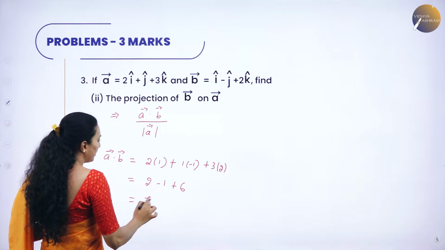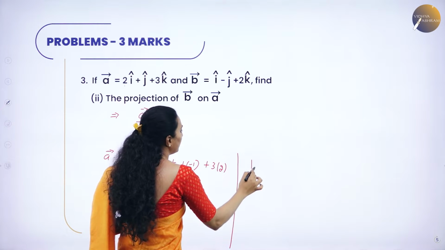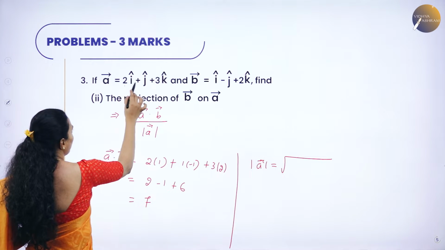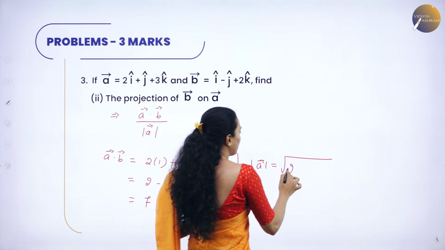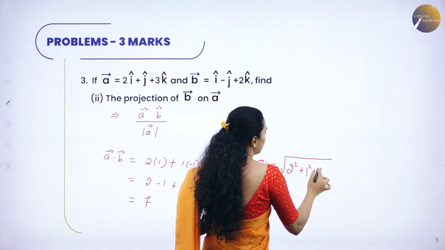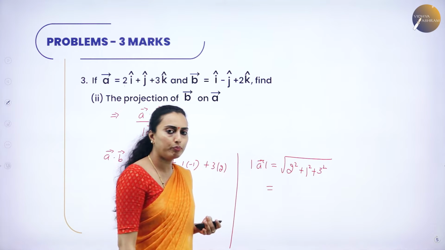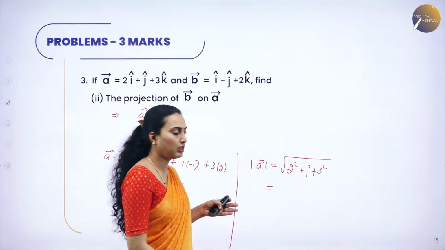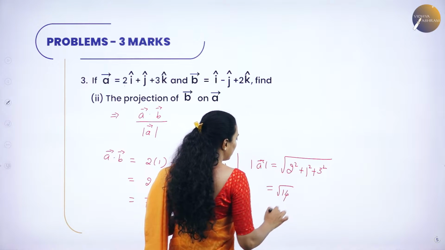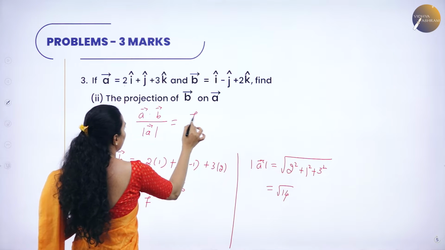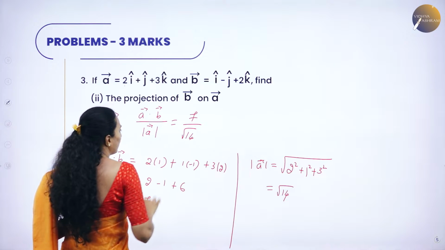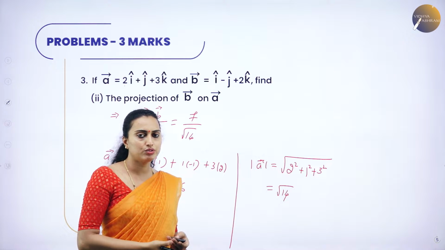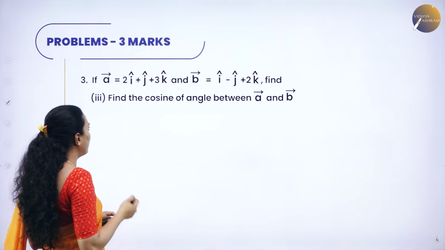So the answer you are going to get is 7. Now we need to find the magnitude of the vector, which is the square root of 2 squared plus 1 squared plus 3 squared. 2 squared is 4, plus 1 squared is 1, that's 5, plus 3 squared is 9. 5 plus 9 is 14, so the root of 14. So the answer you are going to get here is 7 divided by root 14. Okay, this is your final answer. I hope you understood this one. Now we'll be moving on to the next problem, dears.